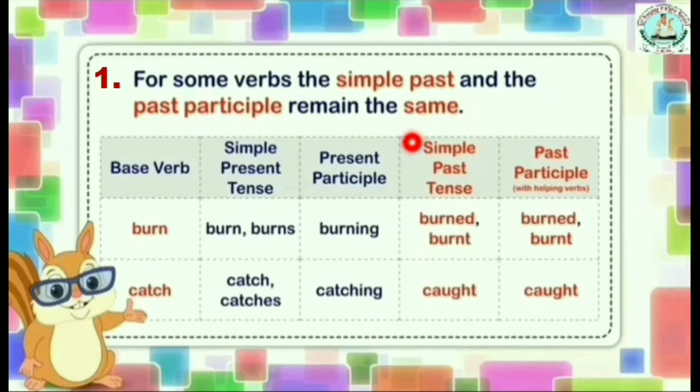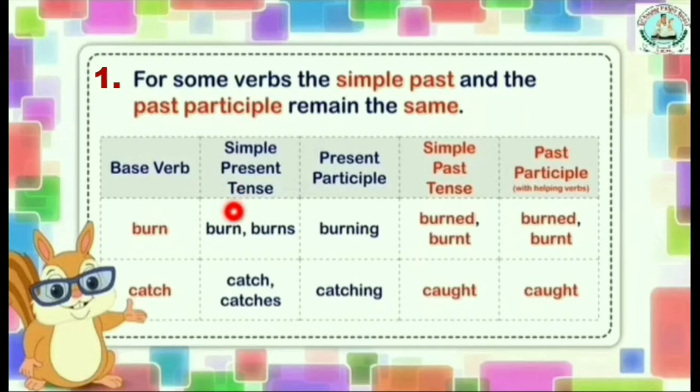So first one, for some verbs the simple past and the past participle remain the same. Some verbs in the simple past form and past participle form remain the same. Look at the chart here. 5 forms of verb chart: base form, simple present tense, present participle, simple past tense, past participle. So these two columns' verb forms remain the same. Look at the base verb. First one, observe, burn.